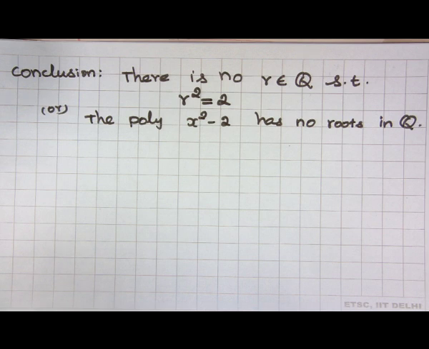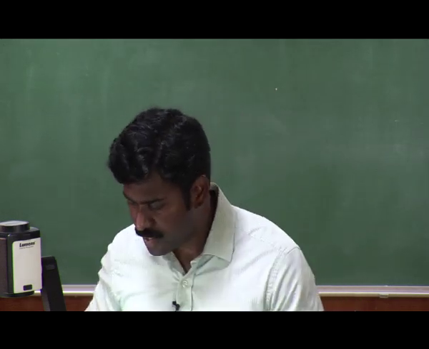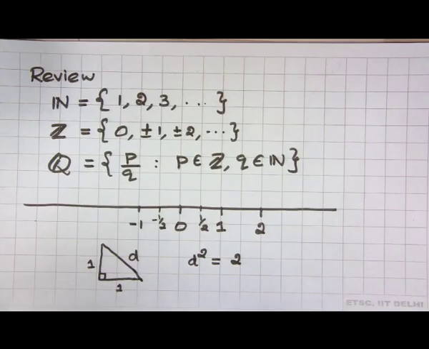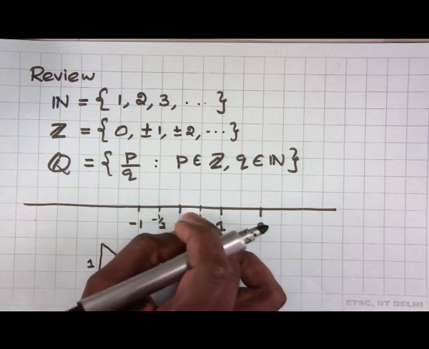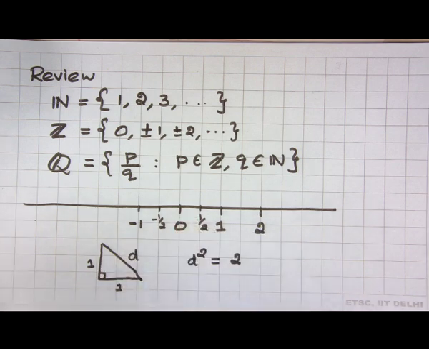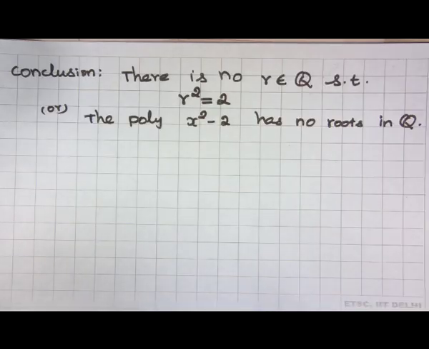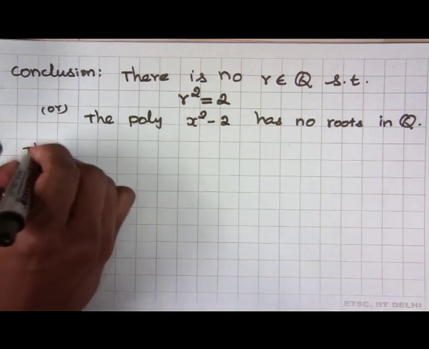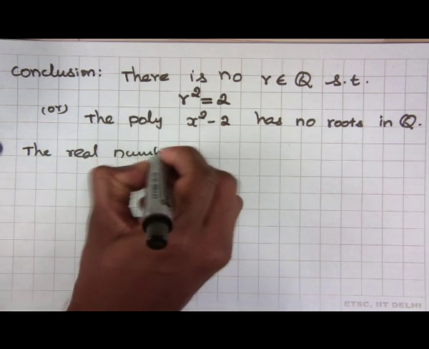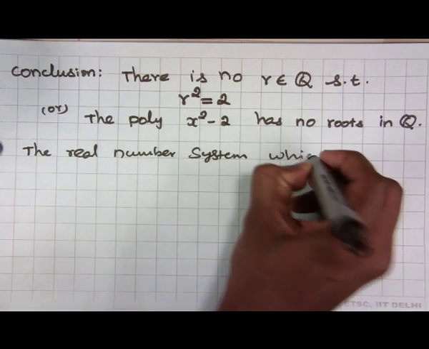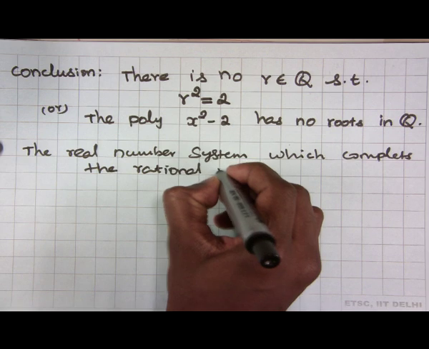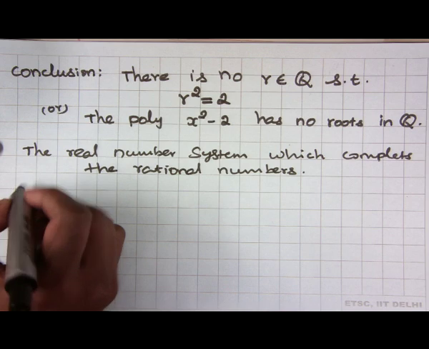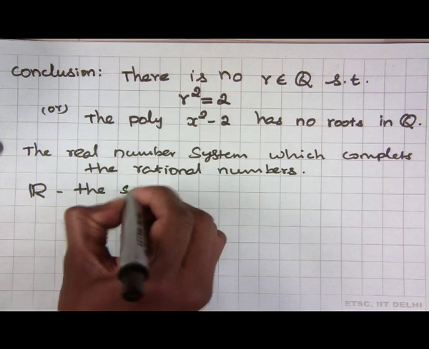And now, the real number system is the one which fills this gap in the rationals. What we encountered in the rational number system was lots of gaps, namely that we found a distance on this triangle which is not represented by a rational. So, the real number system is the one which fills this gap. Let me write it as the set of real numbers, which completes the rational numbers, and which is denoted as R, that is, the set of real numbers.